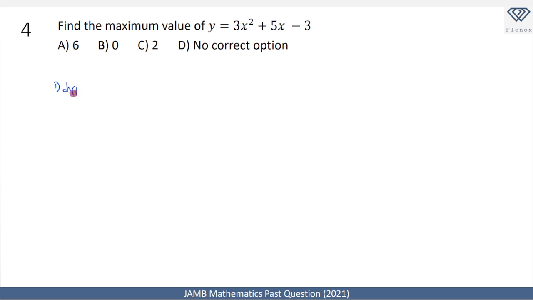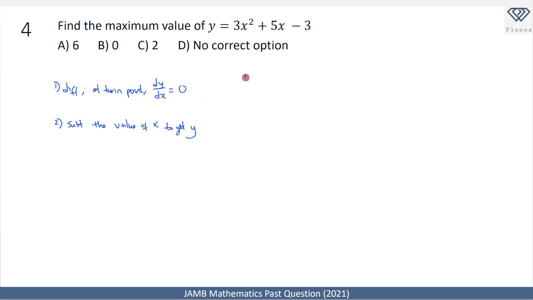And why do we differentiate? Because we know that at the turning point, which is going to be the maximum point, we know that dy over dx will be equal to 0. And the second step now is to substitute the value of x into y, to get the value of y. So what do I mean? Let's start with the first stage.